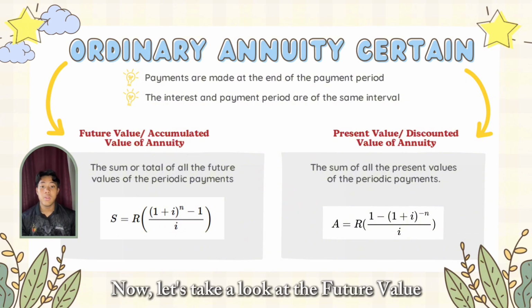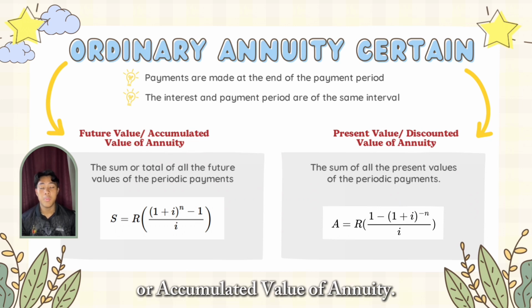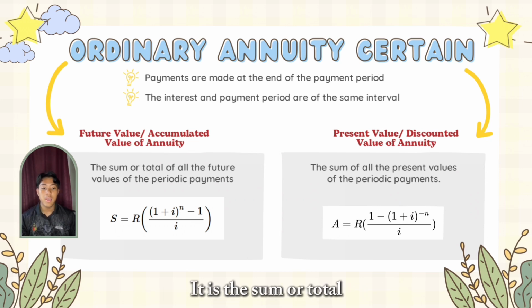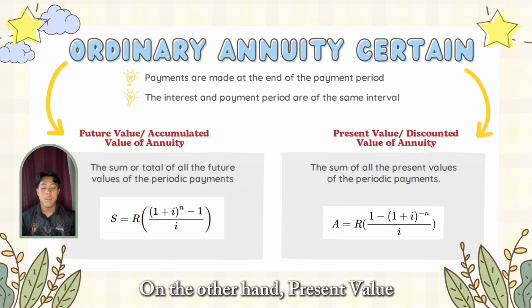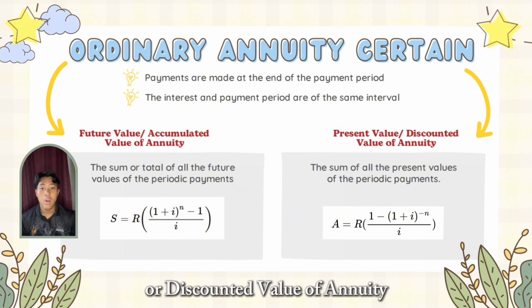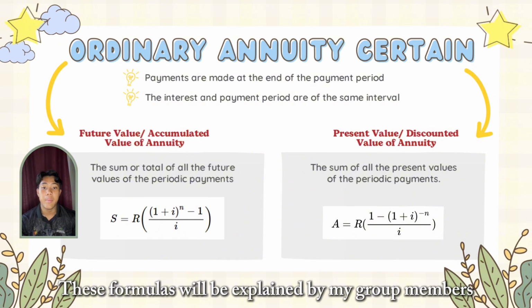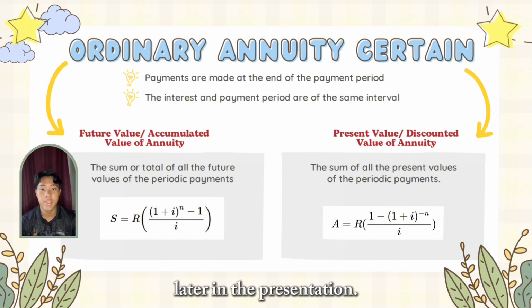Now, let's take a look at the future value or accumulated value of annuity. It is the sum or total of all the future values of the periodic payments. On the other hand, present value or discounted value of annuity is the sum of all the present values of the periodic payments. These formulas will be explained by my group members later in the presentation.